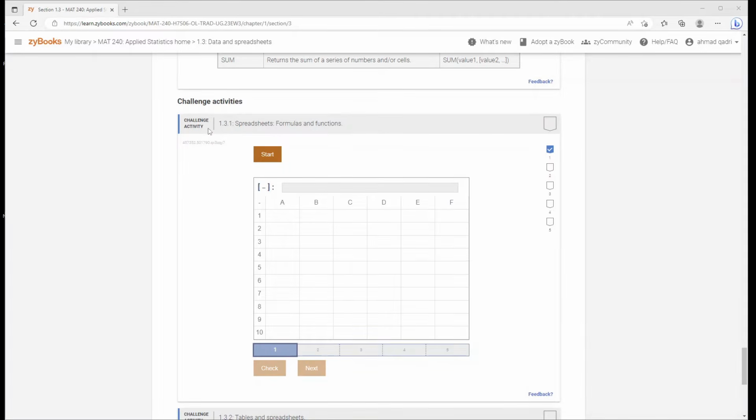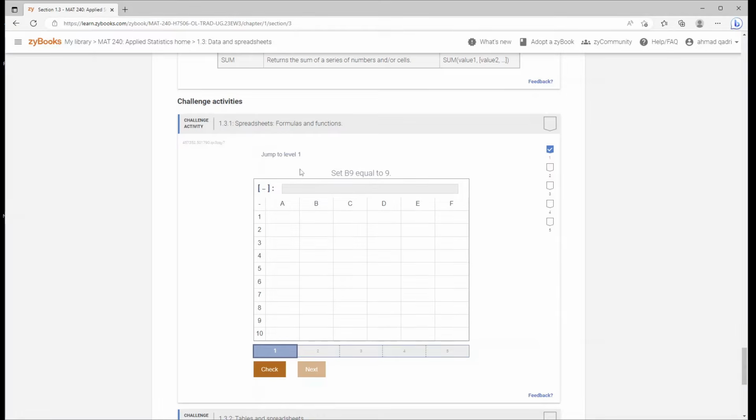This is challenge activity 1.3.1, and this is about spreadsheets, formulas, and functions. So let's hit start, and the first prompt says set B9 equal to 9. So with B9, what we mean is column B and row 9. So here, column B is here and row 9 is here. So here, if I click this cell, I will just set it equal to 9.